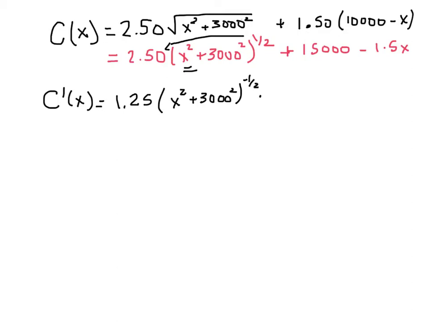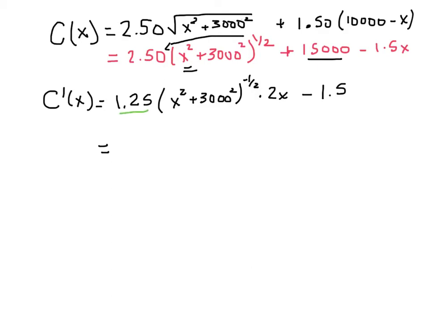times 2x, because of the chain rule, plus 0 for the derivative of 15,000, and then minus, so I'm going to get rid of that plus sign because I don't need the 0, minus 1.5, because the derivative of negative 1.5x is negative 1.5. Okay, so we have this crazy looking algebraic expression for the derivative. Let's try and clean this up so we can do a little bit of math with it.